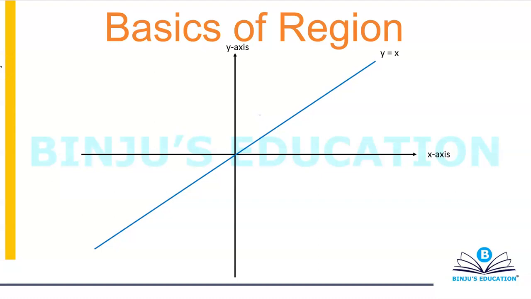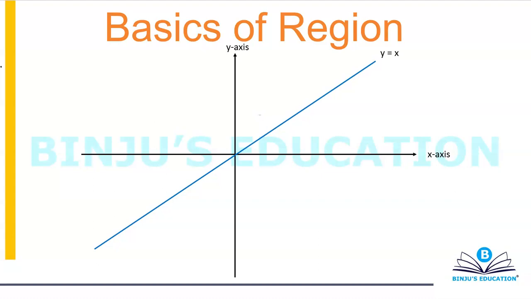Let's start from scratch. Let's talk about the line y is equal to x. What do you mean when you say y is equal to x? It basically means you have a collection of points whose x coordinate is equal to their y coordinate. For example, 1 comma 1, 2 comma 2, 3 comma 3, 4 comma 4, minus 1 comma minus 1, minus 2 comma minus 2, minus 3 comma minus 3, minus 4 comma minus 4, and so on and so forth.